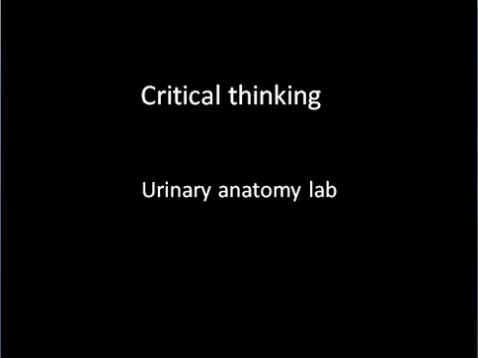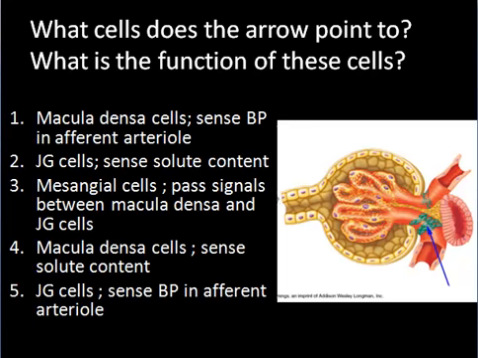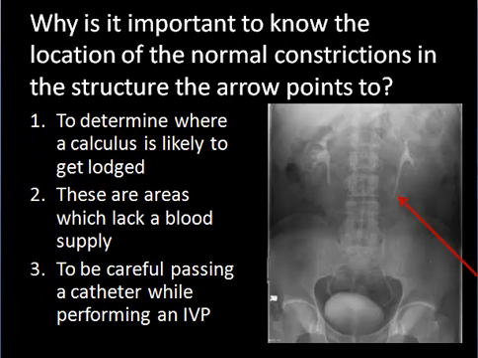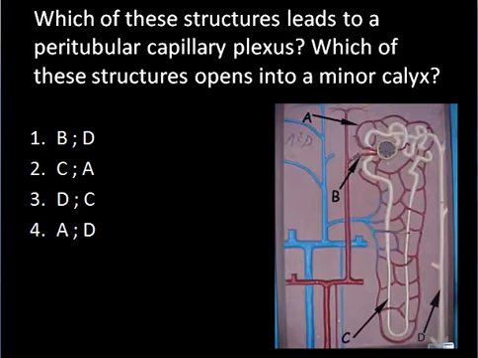This is critical thinking in urinary anatomy lab, and here are the questions. So here's the first one on certain important cells. A second one shows you an X-ray, but you have to identify the structure first and then answer the question. And then here is an image.